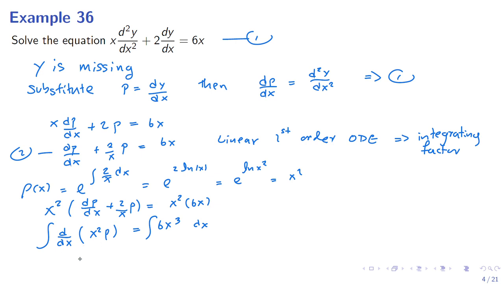Then we get on the left hand side x squared p, and on the right hand side we'll get x to the 4, 6 divided by 4 is 3 divided by 2, plus a constant. Am I right?